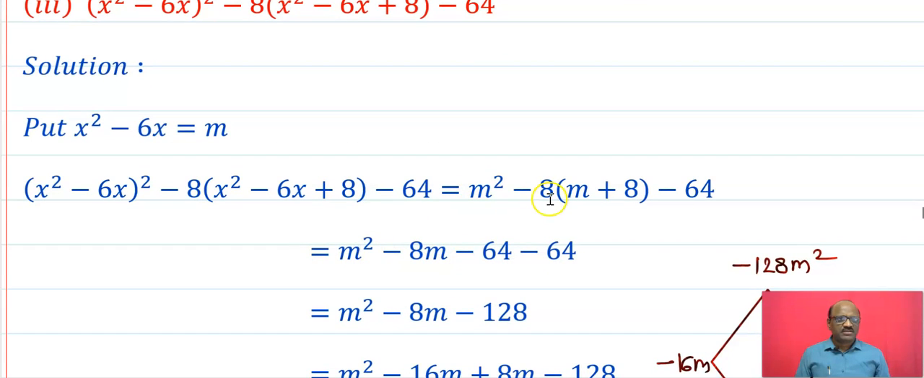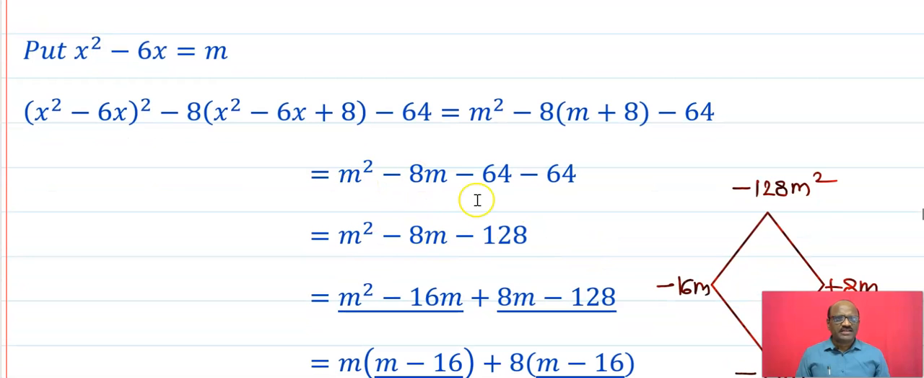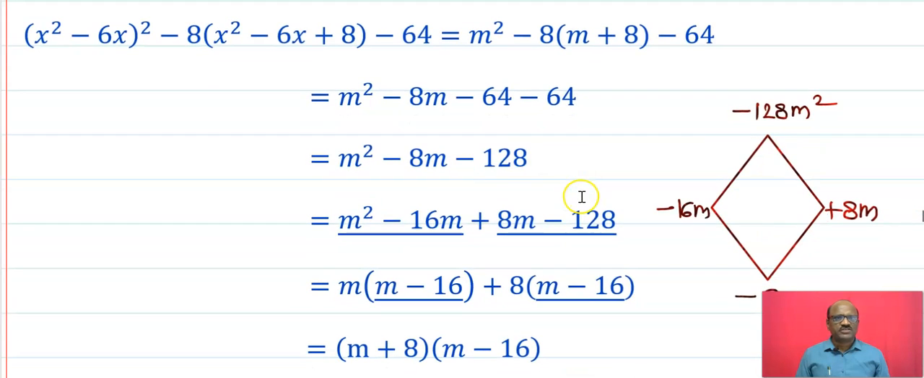Now m square, the product of m and 8, that is minus 8m minus 64. M square minus 8m minus 64 is minus 128. Now the product of m square and minus 128 is minus 128 m square.